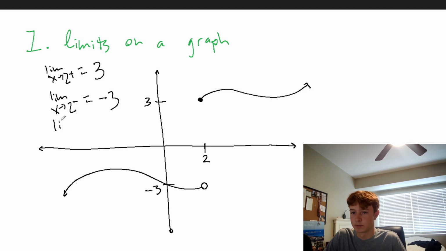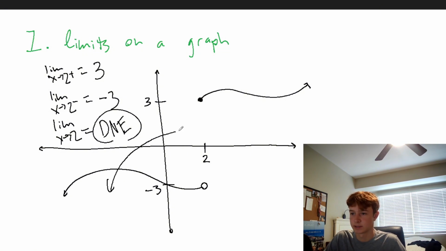And then a third example, the limit as x approaches 2. Now we're approaching from both sides. As we approach from the left, we get -3. As we approach from the right, we get +3. But obviously, -3 and +3 are not equal. So if the limits from the left and the right don't agree, then the limit from both sides does not exist. Alternatively, if this graph were continuous, and let's say this is at y equals 1, the limit would equal 1.